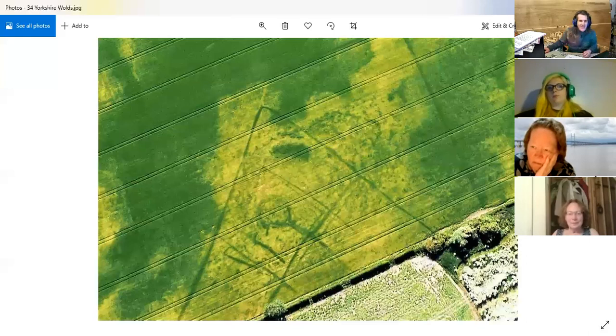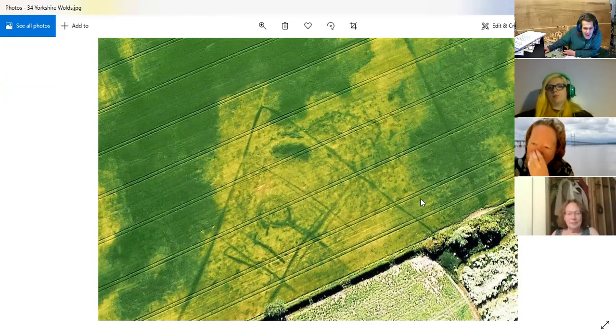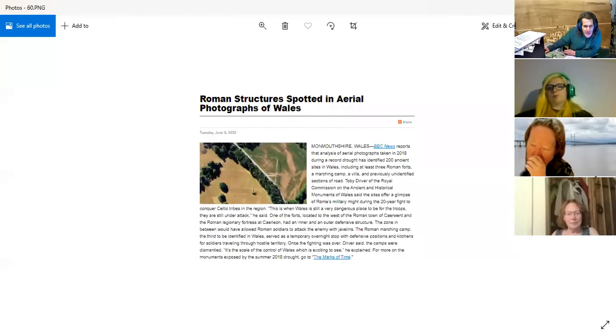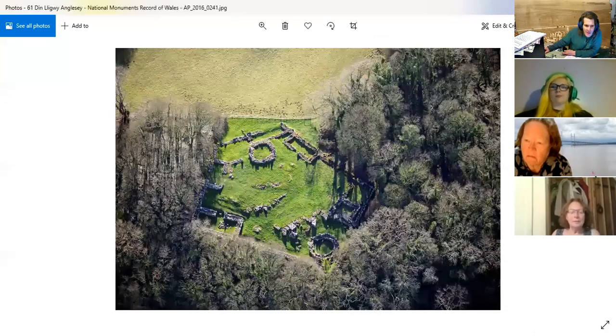And isn't it great to be seeing aerial photographs like this and thinking, what does all this mean? What do these banks and ditches mean? Well, that's next week. And what I would like to do is to give you a little snippet of what next week is about. Look at that.